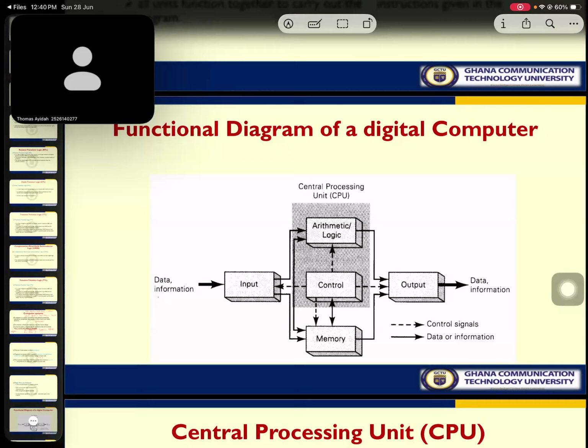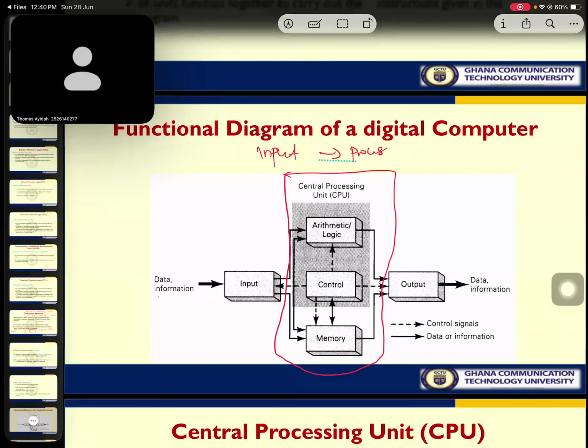Now, a digital computer works like this. We have the input that goes into the processing unit. So all this is the processing unit. Then we have the output. So input to the processing unit. Then we come to the output like this.